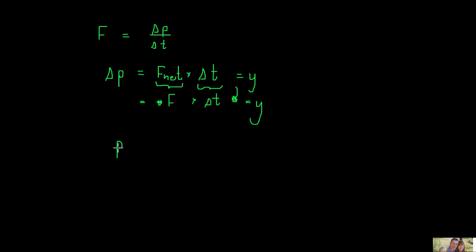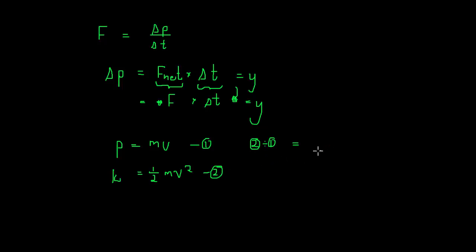So p is equal to mass times velocity. K is equal to a half mass times velocity squared. Notice we only want velocity. So what we could do is take equation 2 divided by equation 1. What do I get? K, my kinetic energy, divided by p is equal to a half mass times velocity squared divided by mass times velocity.